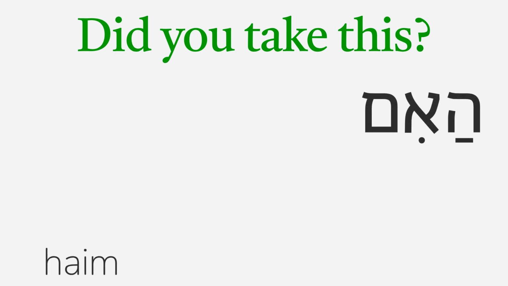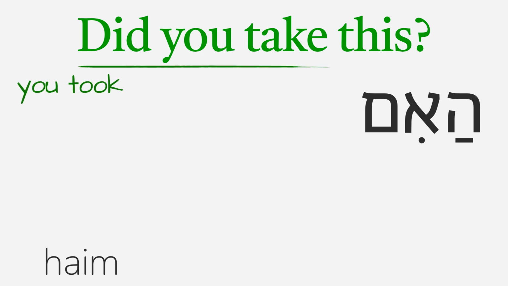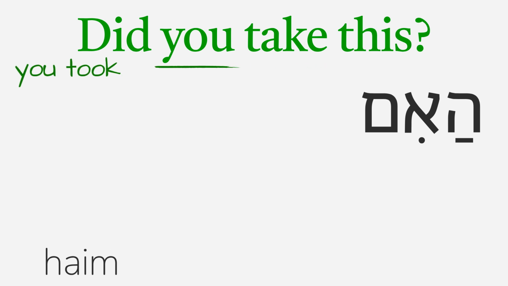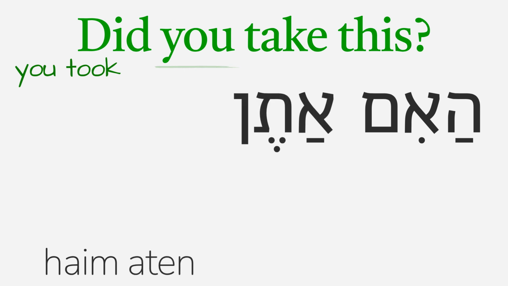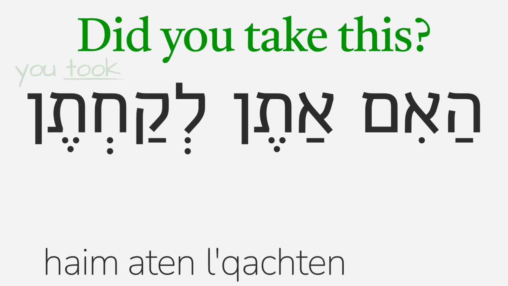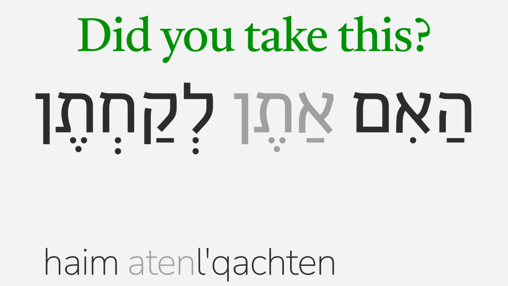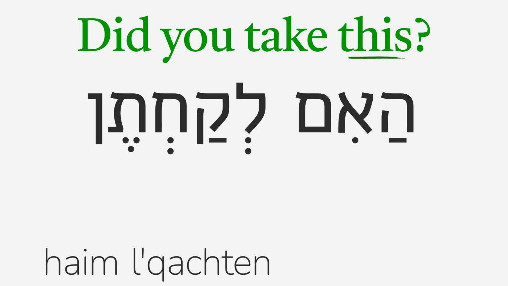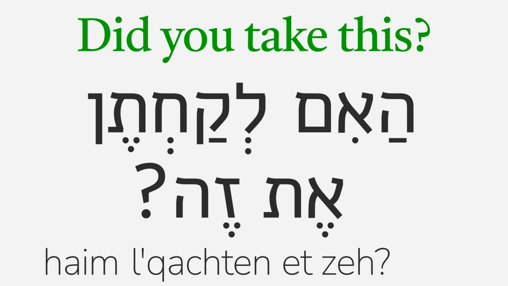Did you take this in Hebrew can start with hayim, which starts a yes or no question. Next we'll say you took in the past tense. Hebrew does not differentiate between you took and did you take. Let's say the you in this sentence is feminine plural, which means the pronoun in Hebrew is aten. The past tense, therefore, must have a ten ending to agree with the pronoun aten. So took is lakachten. Since lakachten is only used if the subject of the verb is aten, we do not need the pronoun aten unless we want to add emphasis. This, as the definite direct object of the verb, is et ze.